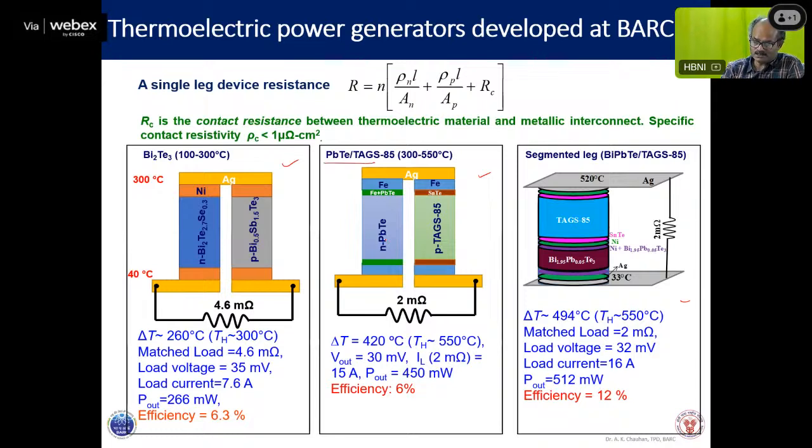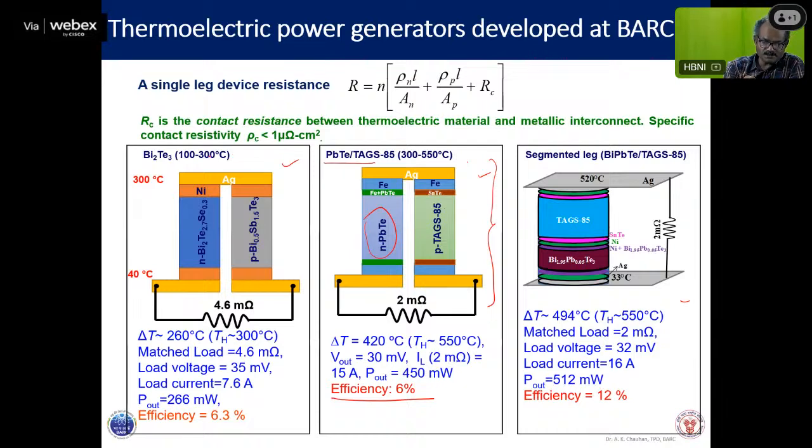PbTe and PbAgSbTe, the TAGS-85. So the N type is PbTe, and the P type is TAGS-85. This material is used, where the hot end is around 550 degrees centigrade, and these devices are giving an efficiency of nearly 6%.